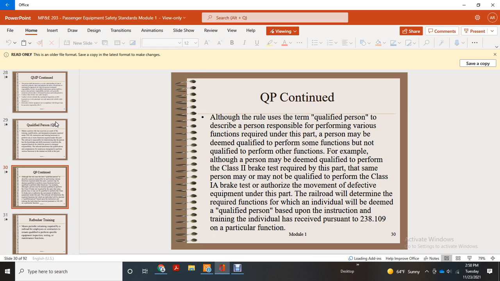brake test or authorized movement of defective equipment under this part. The railroad determines the required functions for which the individual is deemed a qualified person based upon the instruction and training the individual has received pursuant to 238.109 for a particular function.